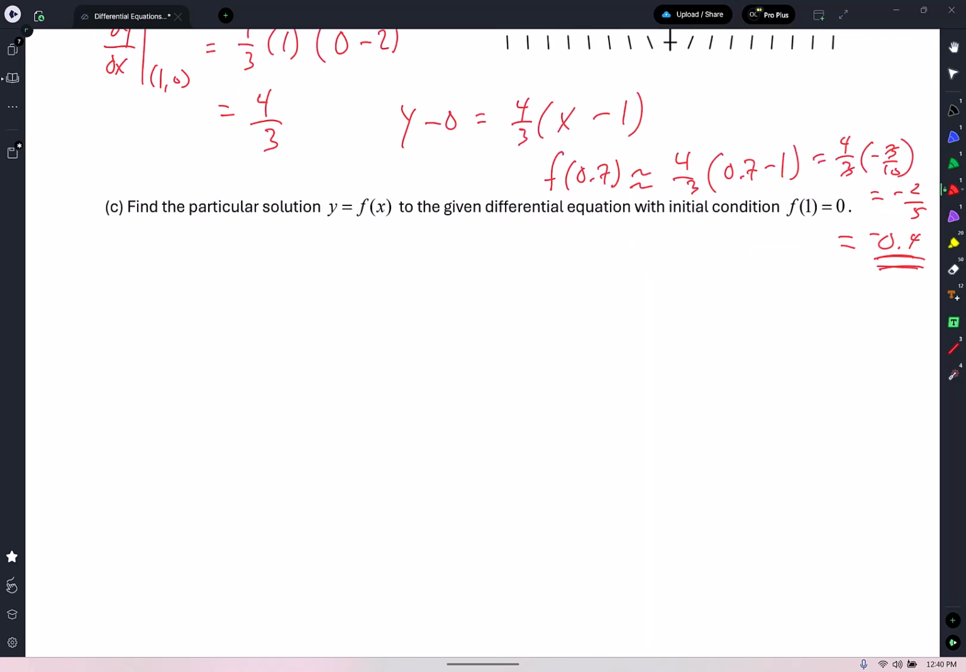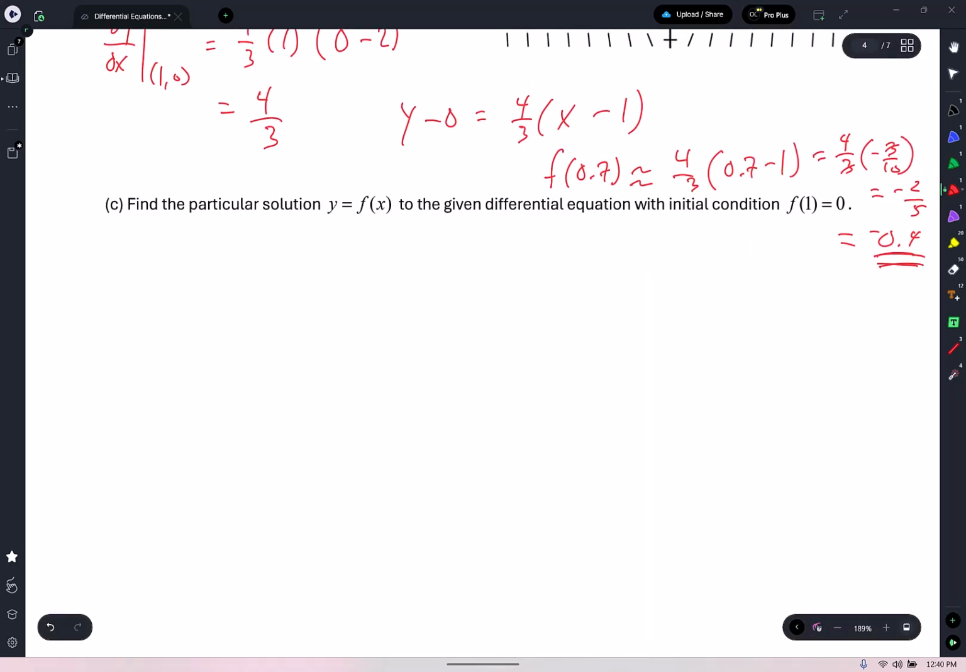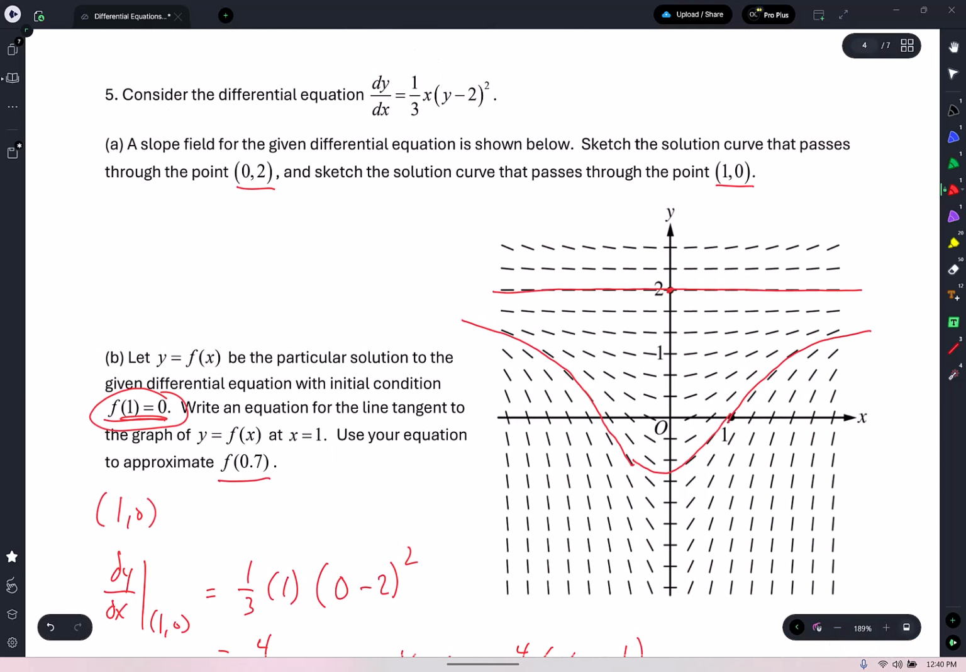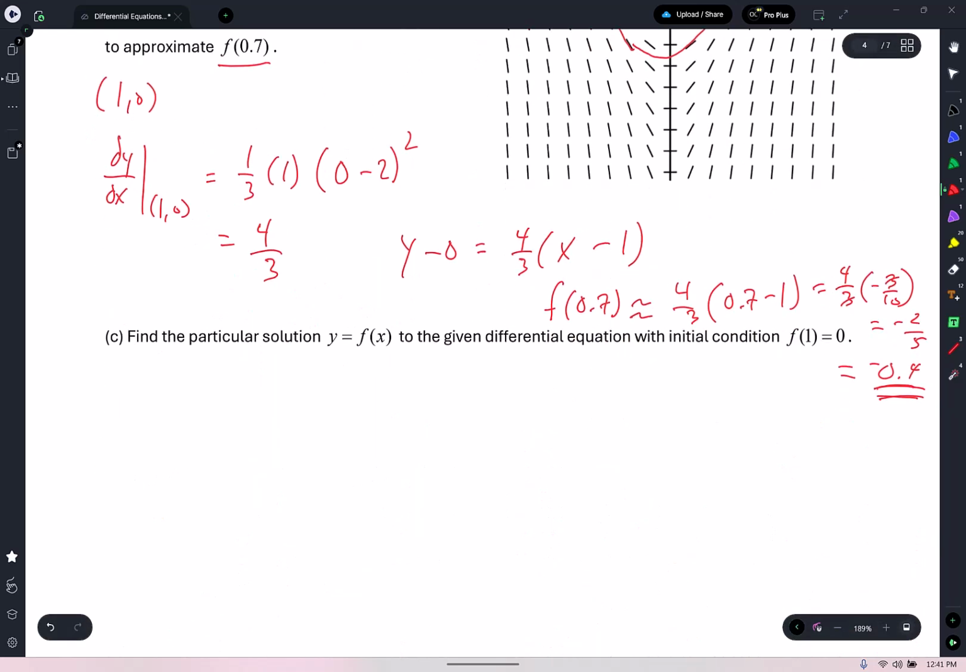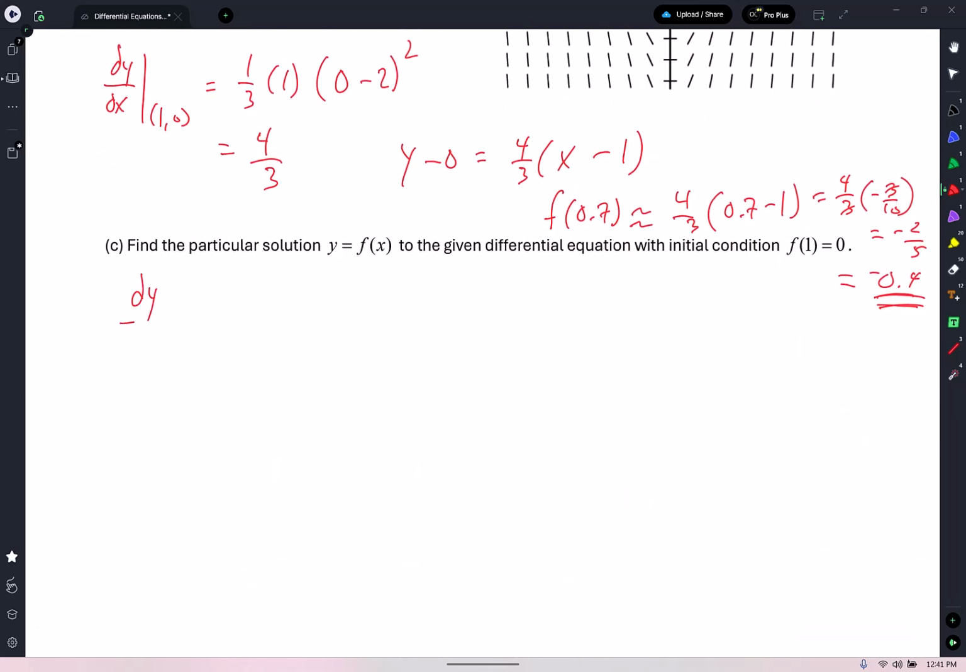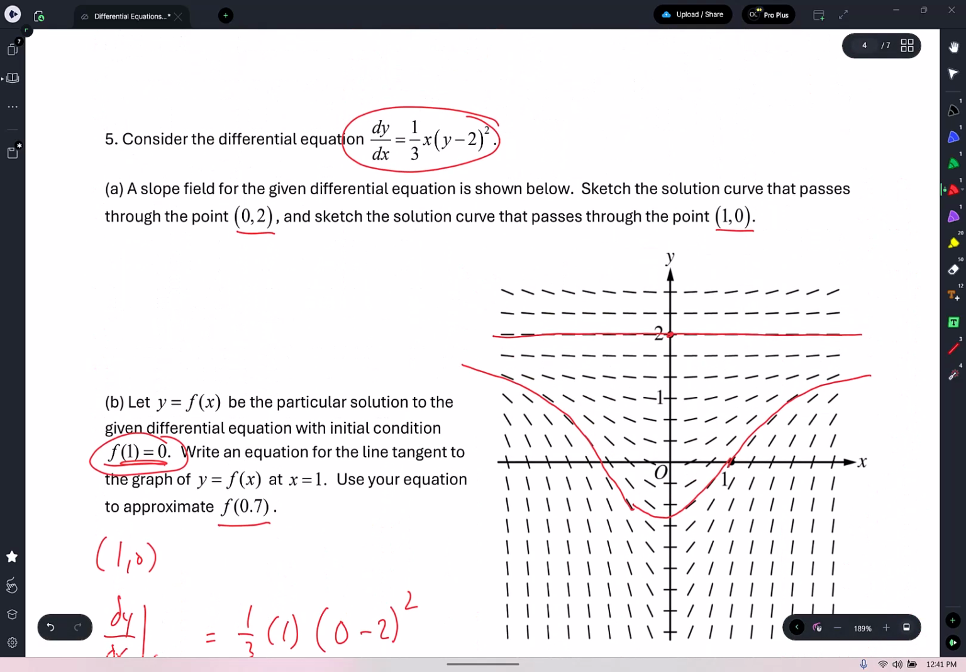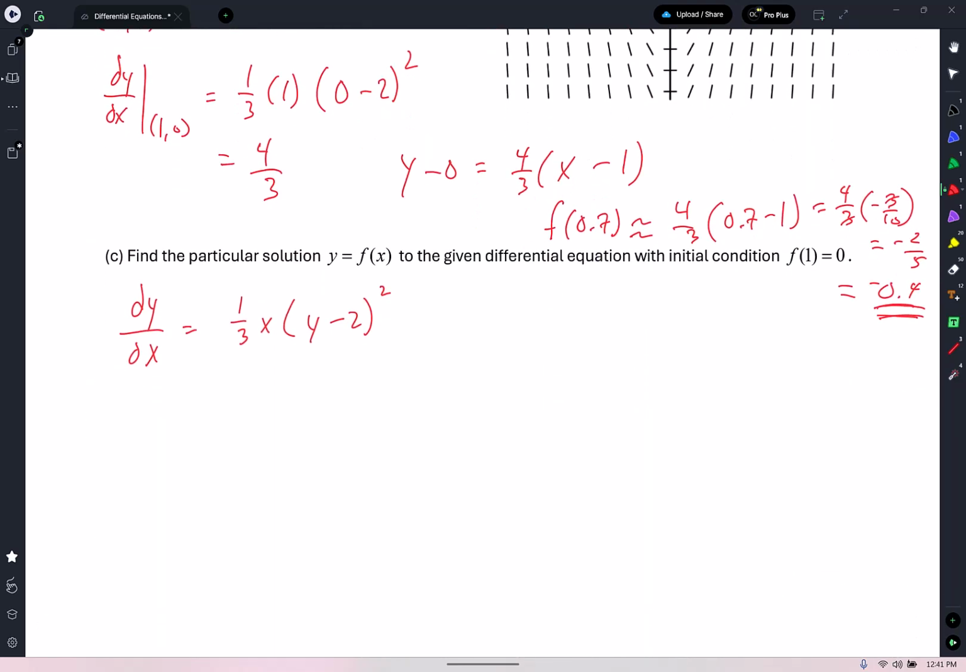All right, guys, let's do this one right here. It says, find the particular solution y equals f of x to the given differential equation with initial condition f of 1 equals 0. So start with your differential equation. Start with this guy right here. So write dy/dx equals 1/3 x (y minus 2) squared. Was it y minus 2? Yeah. So the y's with the y's, the x's with the x's.